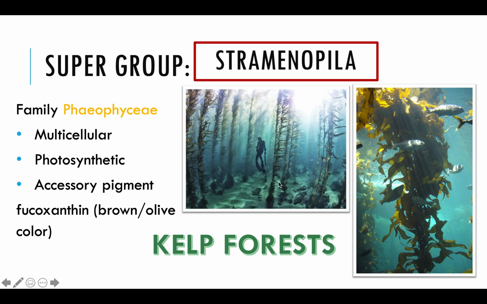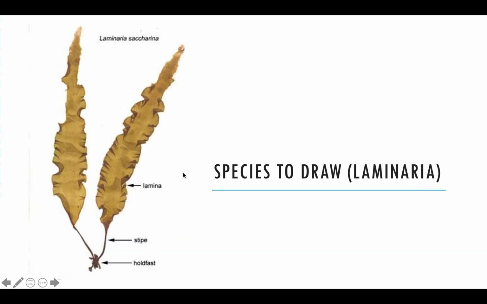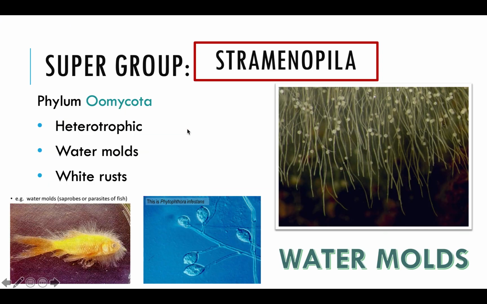The next group of organisms still within Straminophylla here are our kelp. So think Harry Potter, our kelp forest. These organisms are multicellular, photosynthetic, and they have a pigment that gives them the brown olive color. It's called fucoxanthin. So that is the word you're going to write in your lab exercises, where it asks you what kind of pigment gives it the brown olive color. You're going to need to draw laminaria. This is the species here. You can draw it on its side if it fits better into your manual.